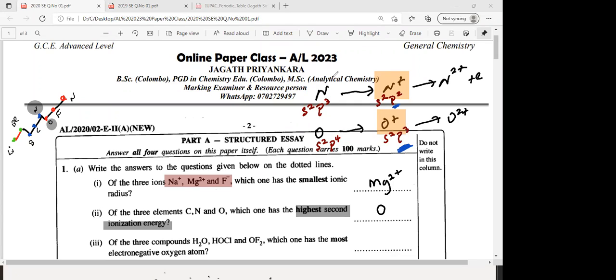Okay, Chaniti, I corrected that, right? Since it's the second ionization, yeah, correct. I explained that. Then part 3, what is the answer? Which of the 3 compounds has the most electronegative oxygen atom? If you have any question on parts 1 and 2, please ask on chat. No issues, I'll explain again.